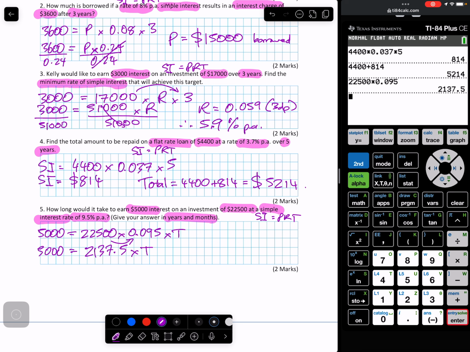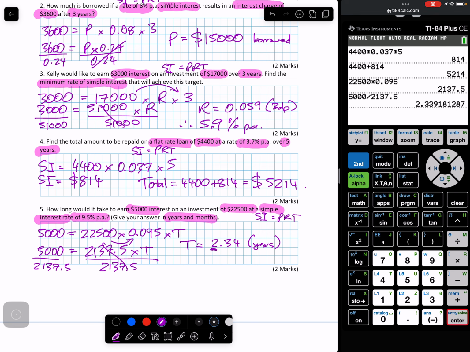2137.5 times by T. I want to know what T is, so I need to get rid of this times by 2137.5. How do I do that? Divide by 2137.5 on both sides. That's going to cancel out that, so T is going to be 5,000 divided by 2137.5. T is 2.34 years. But it wants it in years and months.